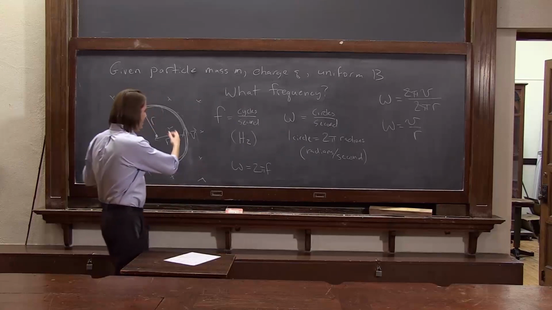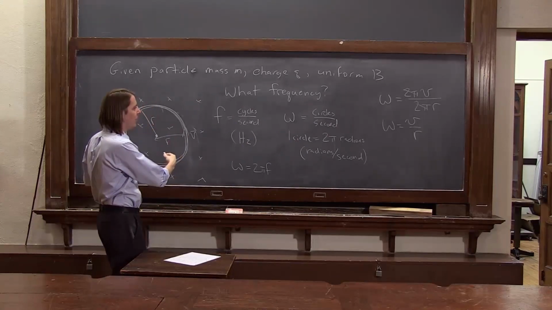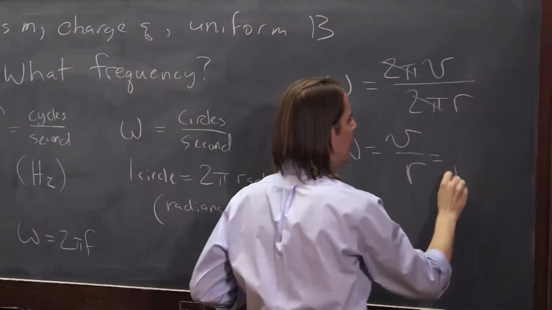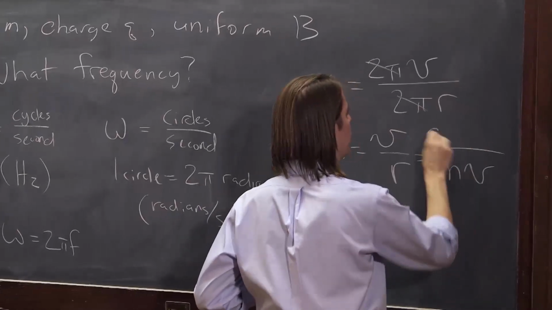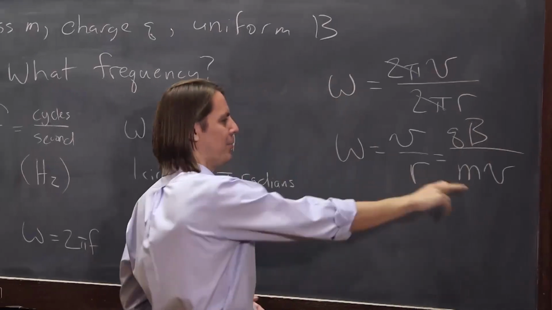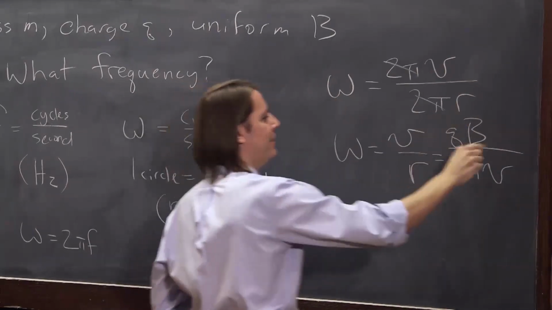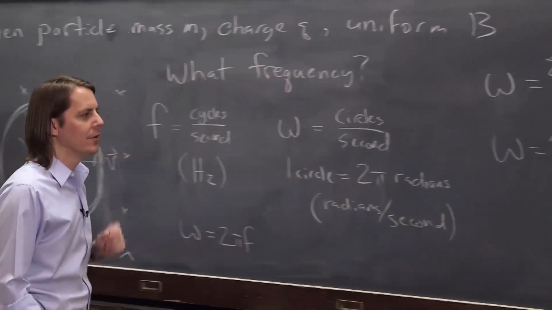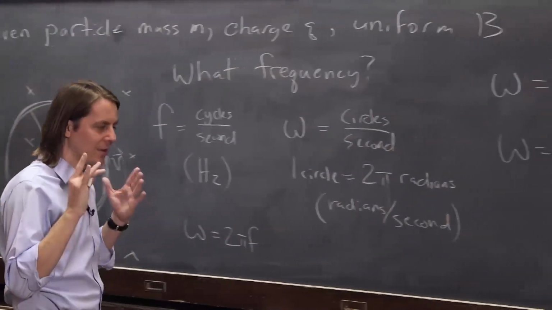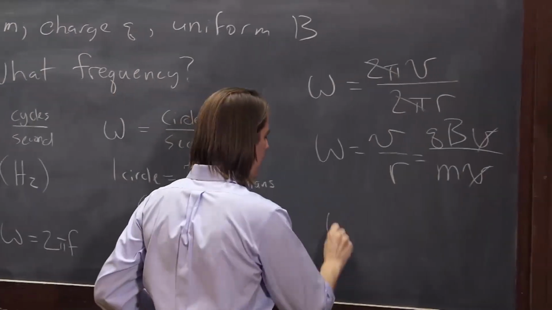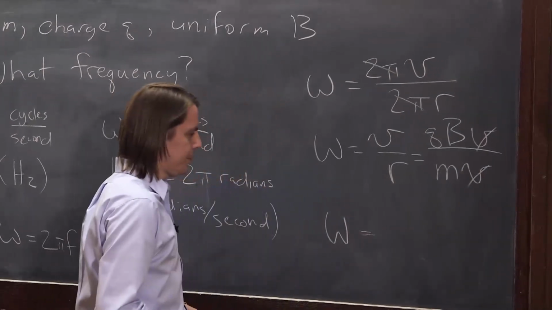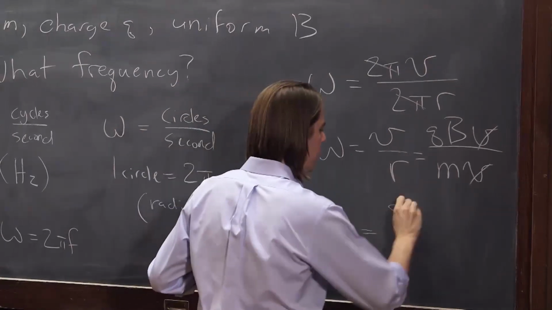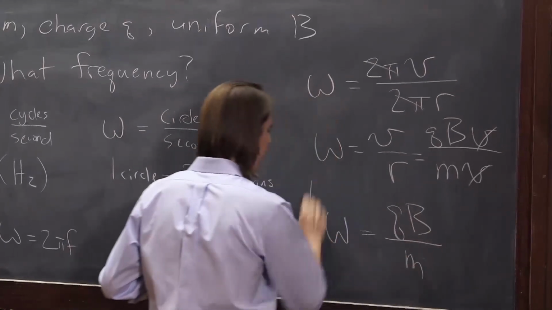So now for this case, we plug in for r. We already solved for r in terms of all these variables. Remember, it was mv over qB. So it's in the bottom. I wrote mv on the bottom, qB on the top, and that v is still there. But then look, those go away. So the omega we want, finally, the angular frequency of the particle going around the magnetic field, is qB over m.